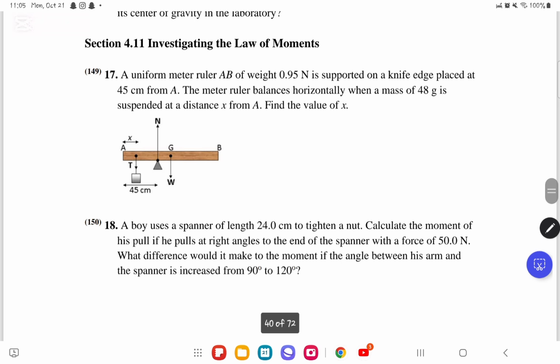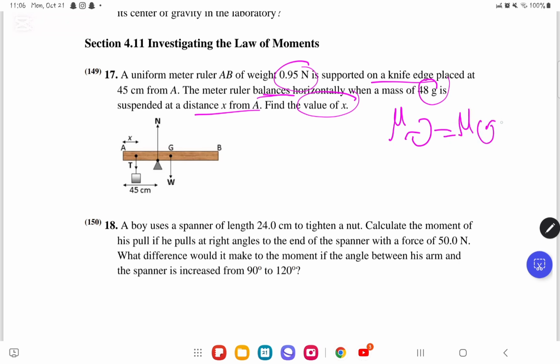Now 4.11. We have question number 17. A uniform meter ruler AB of weight 0.95 newtons is supported on a knife edge placed at 45 centimeters from A. The meter ruler balances horizontally when a mass of 48 grams is suspended at a distance x from A. We need to find the value of x. Now I'm going to give you guys something. We saw balances. Whenever we see balances, that means the moment of clockwise is equal to the moment of counterclockwise.